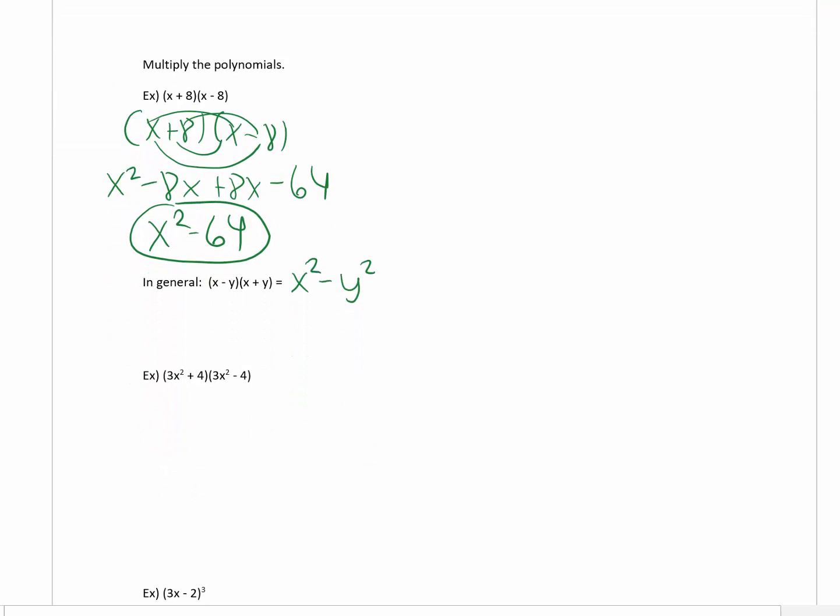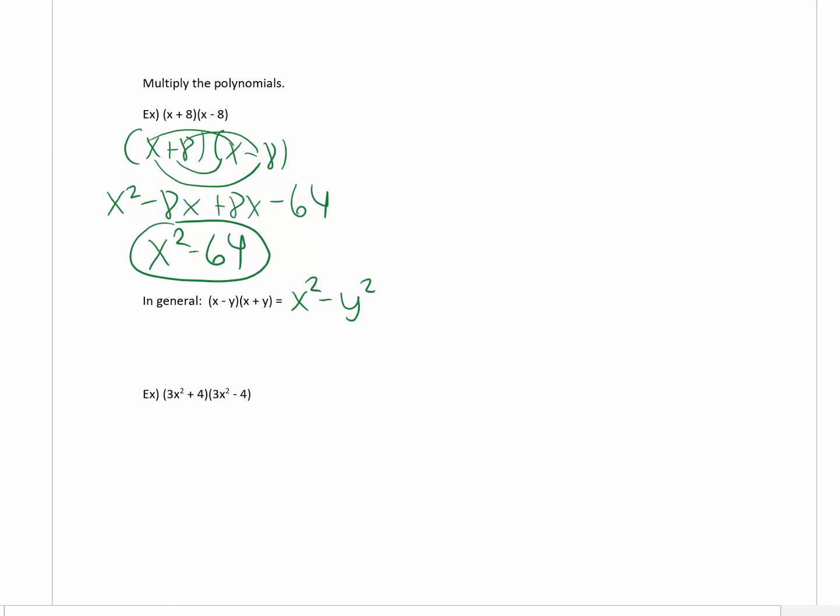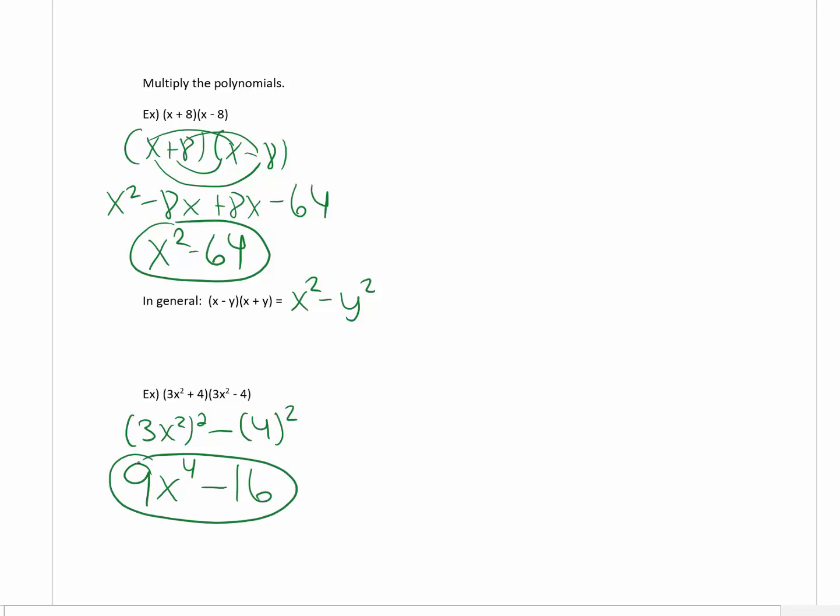Okay, so let's take a look at the next example. Clearly, this is the product of a sum and a difference. Both have 3x squareds, both have 4's. The only difference is one is positive and the other one is negative. So I know it's going to be in the form x squared minus y squared. So 3x squared minus 4 squared. So this ends up being 9x to the 4th minus 16. Again, you can only do this when you have the product of a sum and a difference.